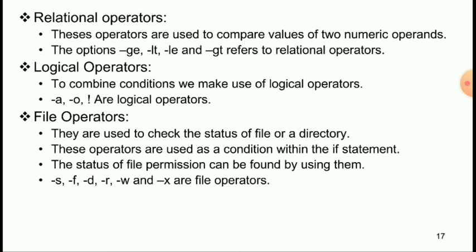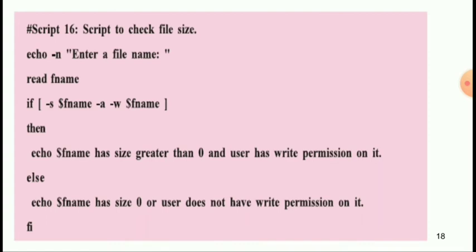Next are the file operators. They are used to check the status of a file or directory. These operators are used as a condition within the if statement. The status of file permissions can be found by using them: -s, -f, -d, -r, -w and -x are file operators. So next scripting is script number 16 to check file size.